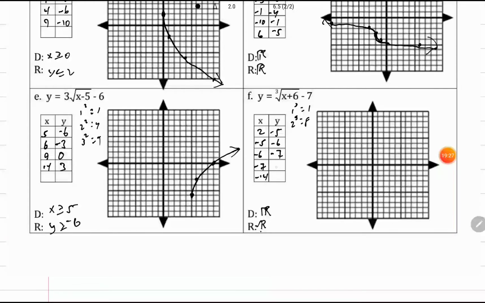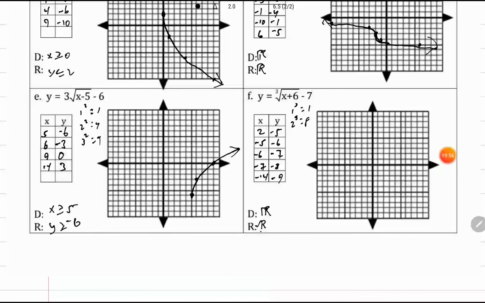And then, yeah. Plug in 7, get negative 8. Plug in, oh yeah, negative 4. If I were to do negative 14, it would be negative 14 plus 6, which is negative 8. Cube root of negative 8 is negative 2. Negative 2 minus 7 is negative 9.